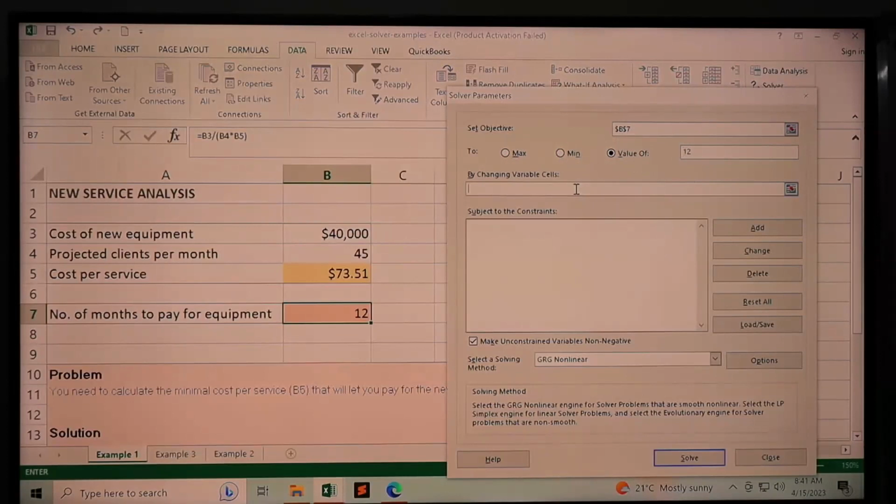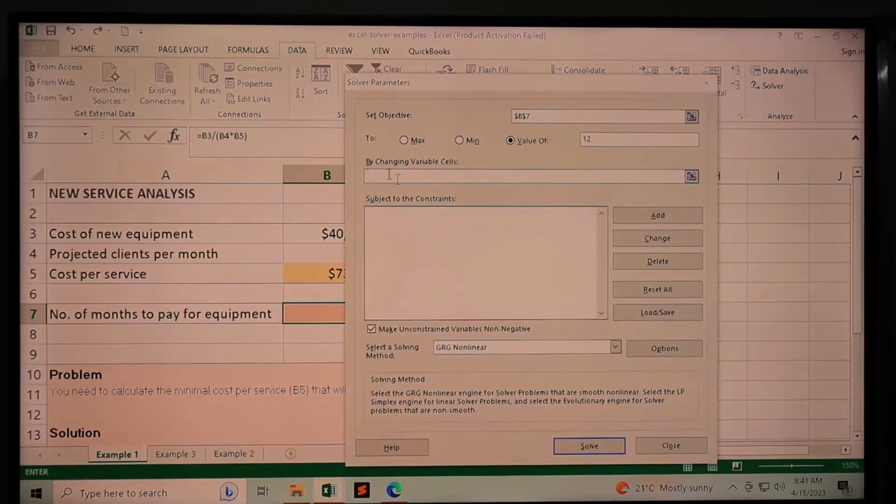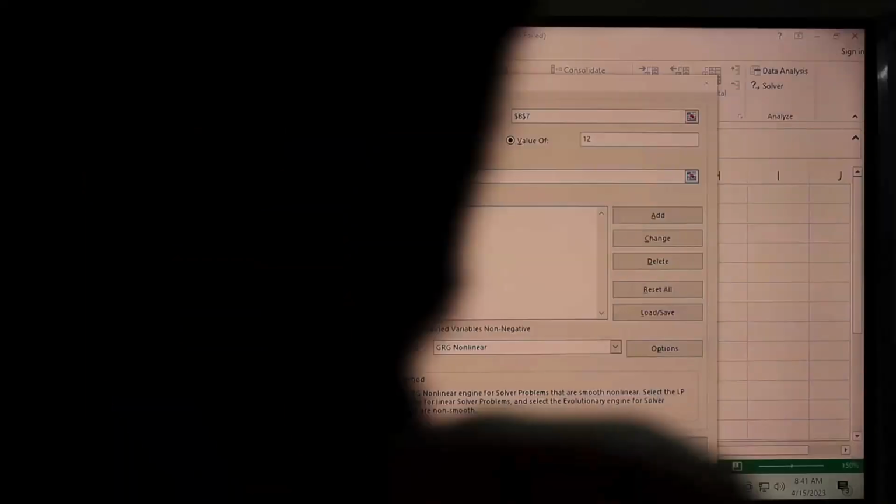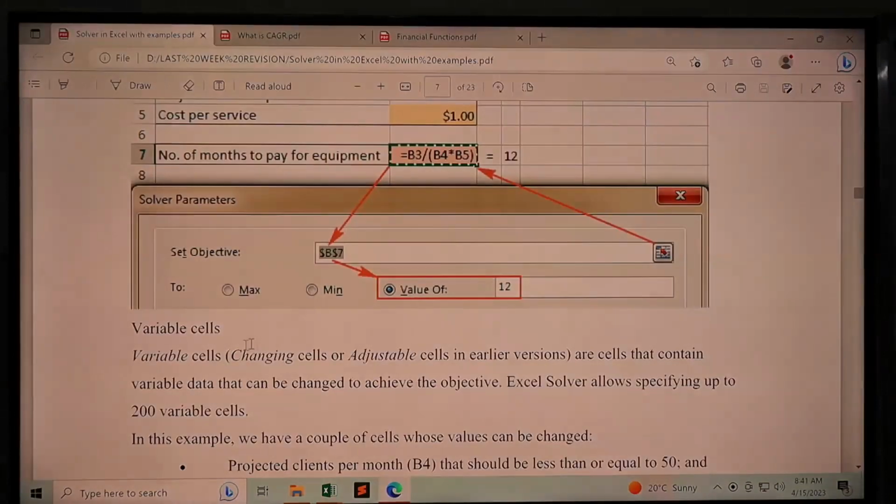So our next parameter, we said we have the parameters, is called the variable cell, which in this dialog box is referred to as the Changing Variable Cells. So what about this changing variable cell? We are told that the variable cell in the old versions was called the changing cells or the adjustable cells. These are cells that contain the variable data that can be changed to achieve the objective. So that is why we are calling it the changing cell.